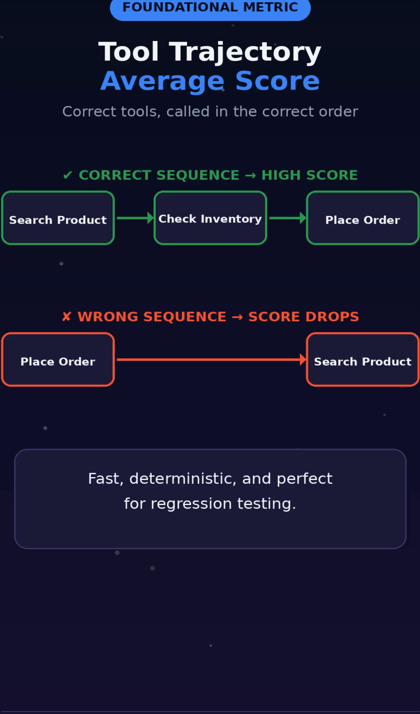But if the agent instead calls place order first and only then search product, the workflow is broken. It tried to order something before even confirming it exists. ADK compares this actual sequence against the expected one, step by step, and the score drops sharply because the execution path doesn't match. This metric doesn't need an LLM to run, it's pure comparison logic, so it's extremely fast and deterministic, perfect for regression testing after every code change.